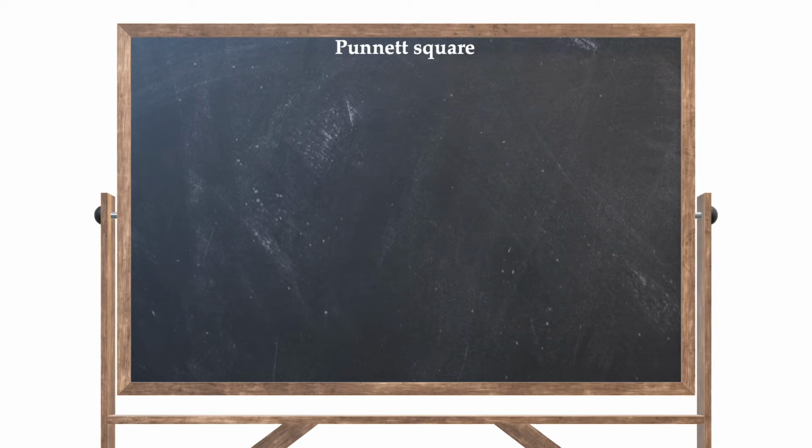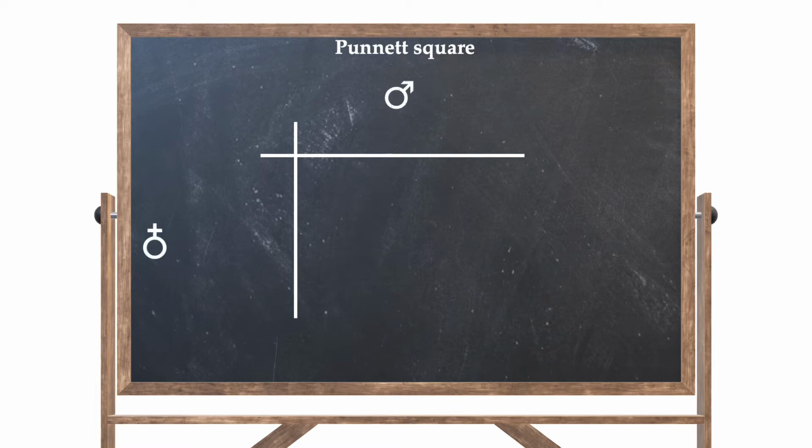First thing we do is we make a table like this. Then we write the symbols of male and female. These male and female symbols can be written vice versa, so it has nothing to do with the order. And after this, the maternal alleles should be placed here and the paternal alleles should be placed here. So let us begin the crossing.